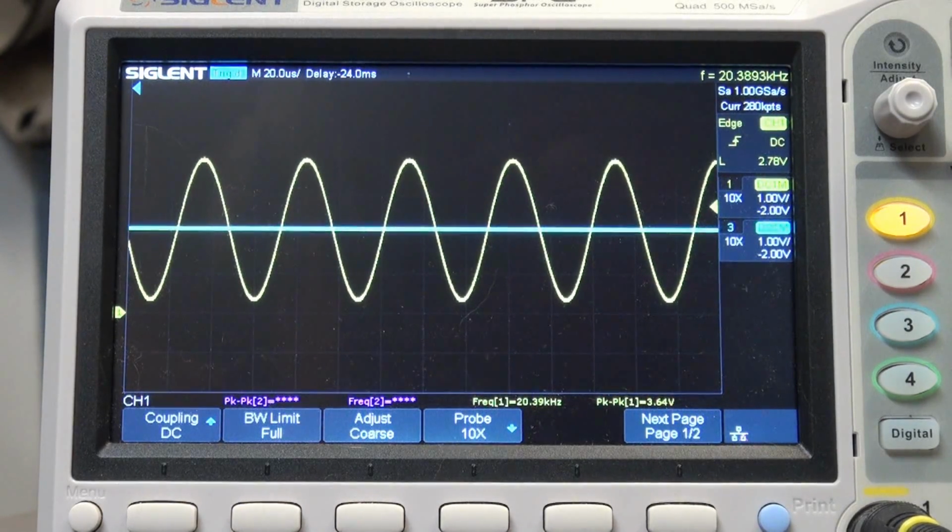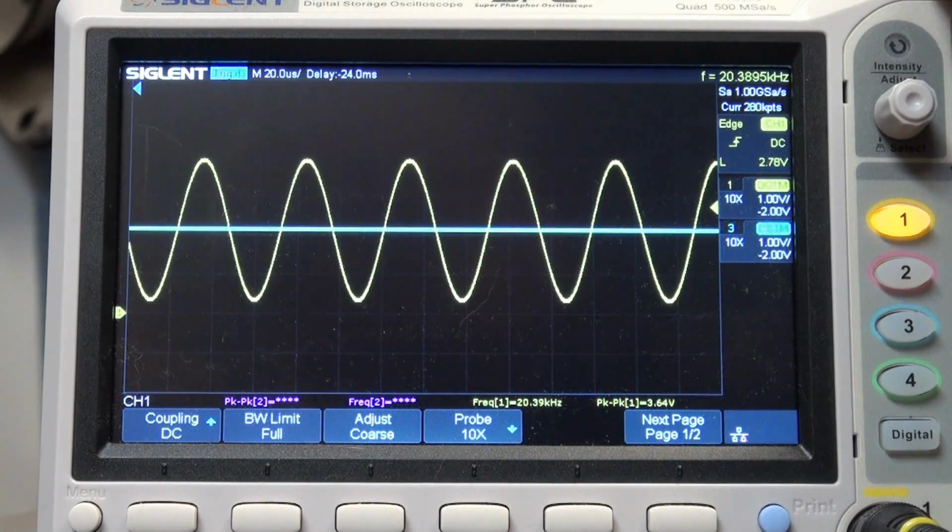One change I made is I've eliminated the diodes in the feedback loop and replaced them with an automatic gain control circuit, which I'll show you momentarily. But needless to say, it performs very well. The distortion is very low. It's almost a perfect sine output.